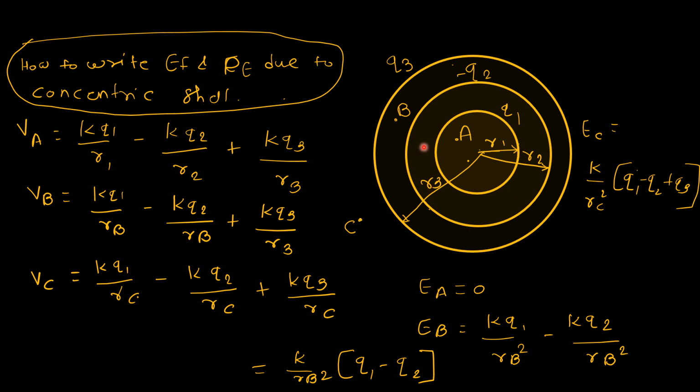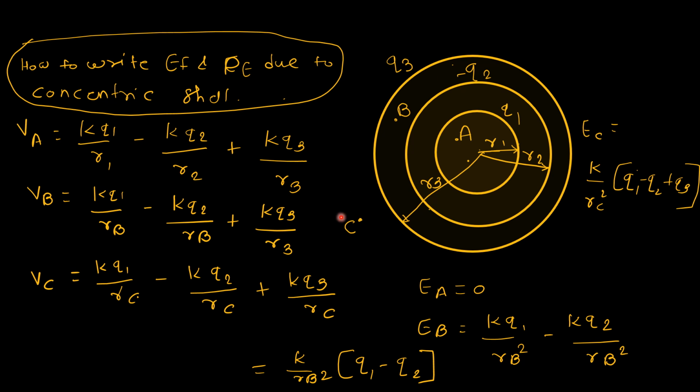Now for B, it is the outermost point for sphere 1 and sphere 2, but inner for q3. So we only have to consider sphere 1 and sphere 2 here. We can write kq1 upon rb square minus kq2 upon rb square. Q3 will not contribute. At point B there will be no electrical field because of sphere 3.